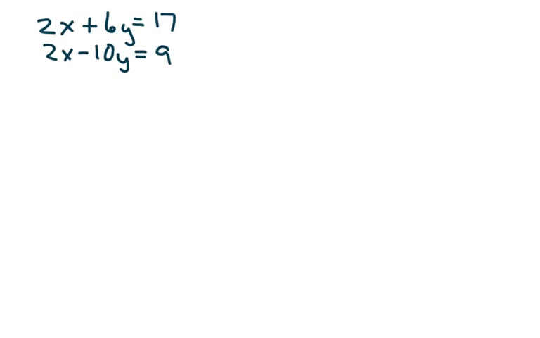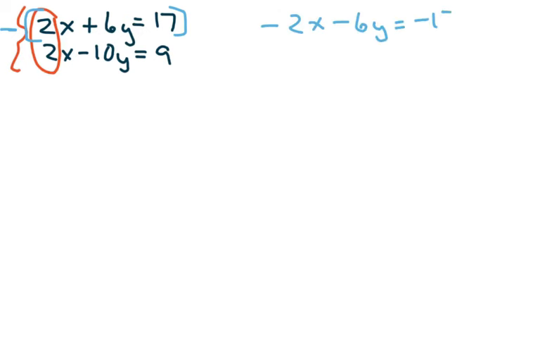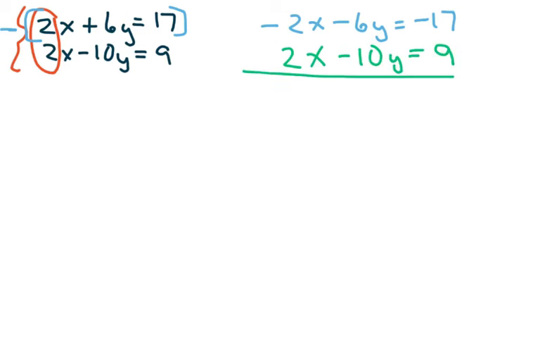The next one I have is this system, and if I notice here, I already have the coefficients are the same, but I need one to be positive, one to be negative, so I'm just going to negate this first equation. I'm just going to multiply this whole equation here by -1. So that gives me -2x minus 6y equals -17. And you could have done the second equation. It doesn't matter. Either one would have been fine. I'm just copying the second equation down. I'm going to add. Again, I'm eliminating the x.